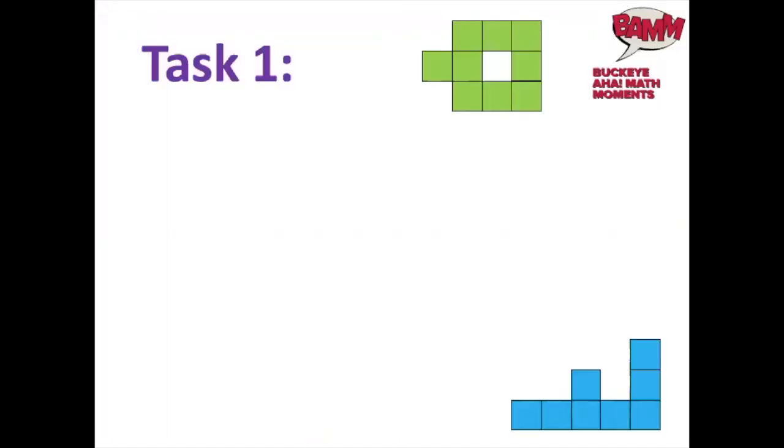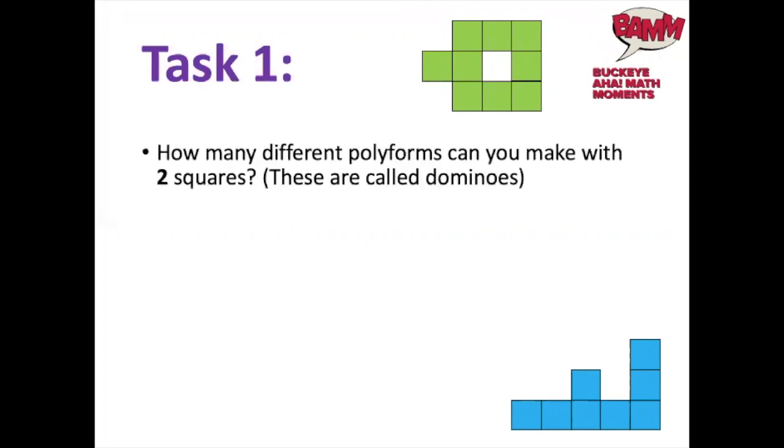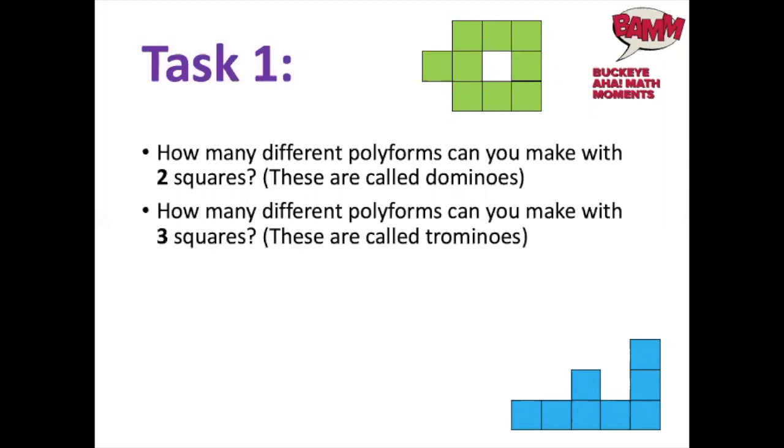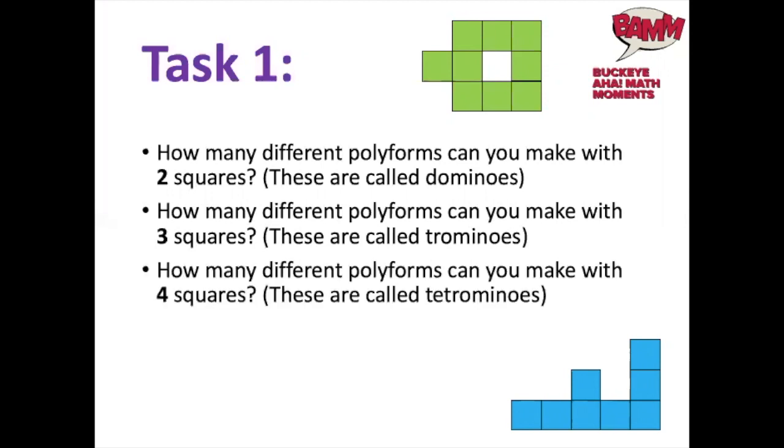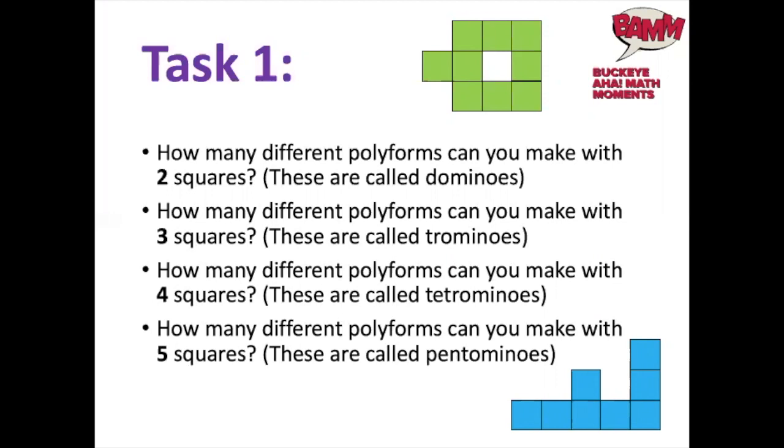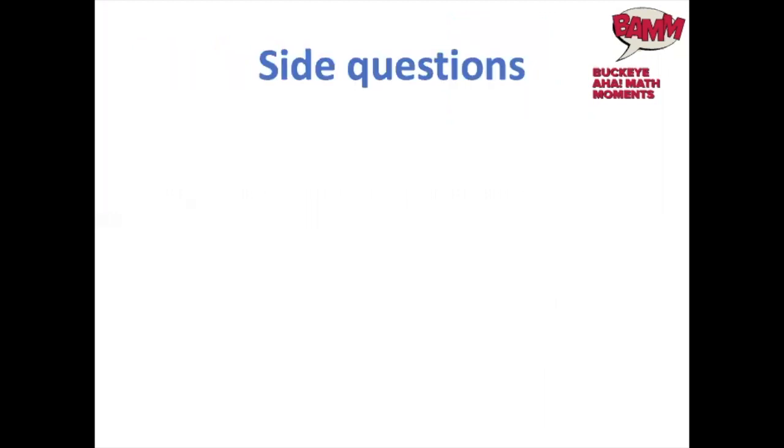Your first task of the day is to study polyominoes, and keep in mind these are figures made up of a certain number of equally sized squares joined by their sides. The questions we want you to answer are, how many different polyforms can you make with two squares? Which we already said are called dominoes. How many different polyforms can you make with three squares? These are called triominoes. How many different polyforms can you make with four squares? These are called tetrominoes. How many different polyforms can you make with five squares? These are called pentominoes.